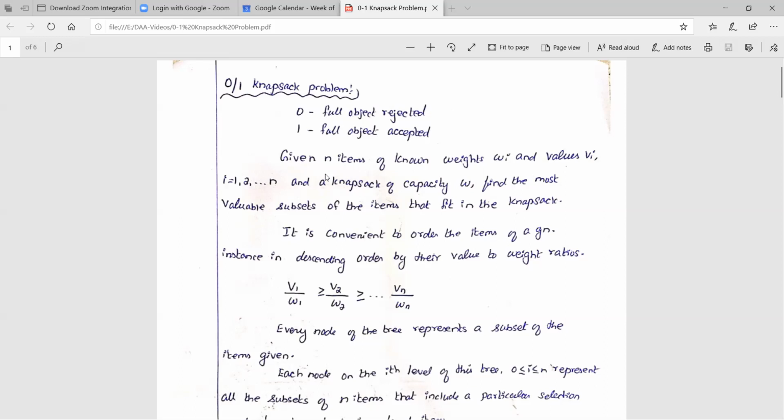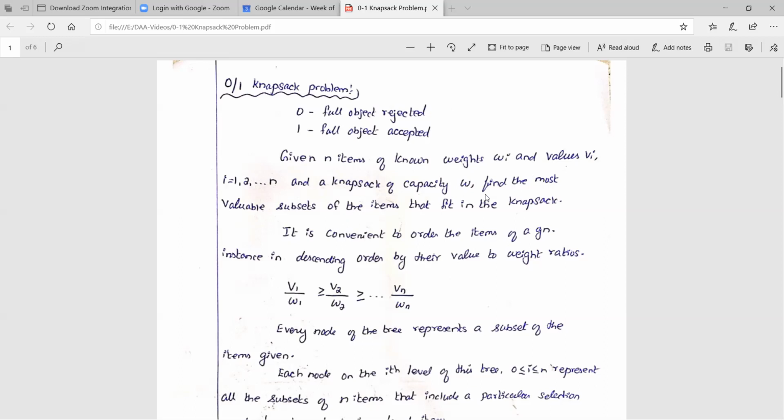Given n items of known weight, we are given n number of items, and also we have the capacity of the knapsack. For each and every item there will be the weight Wi and also the value Vi. Values are nothing but the profit, for i equal to 1 to n.